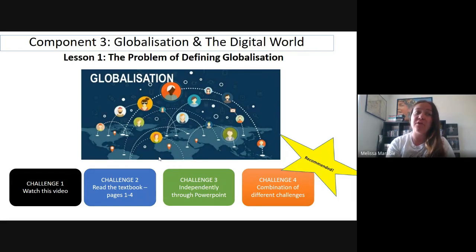I know that year 11 transition into year 12 was quite difficult for some of you. So make sure you get the ball rolling with this and attack it full on. Get your revision notes ready. So lesson 1 is the problem of defining globalisation. Now, I've got 4 challenges for you. You can choose which one you would like to do. So challenge 1 is to watch this video to continue, and then complete the activities after the questions.